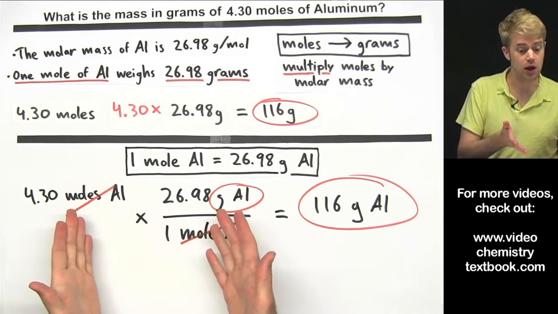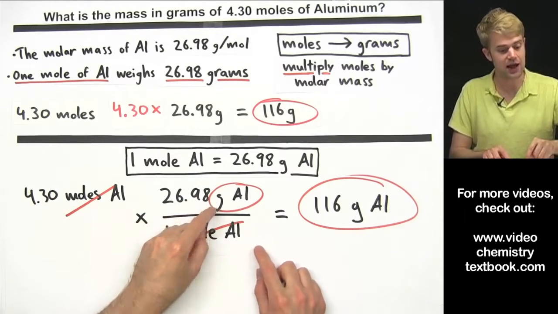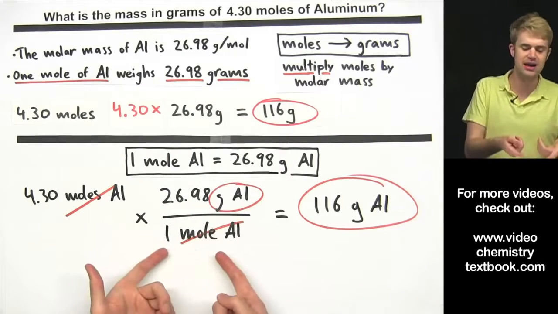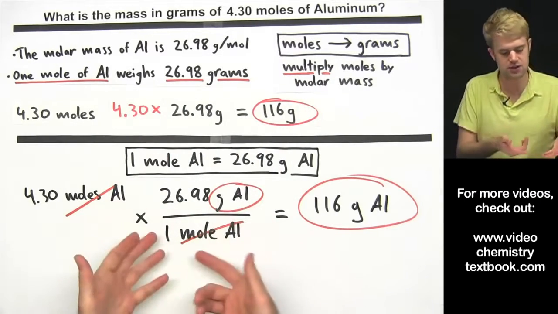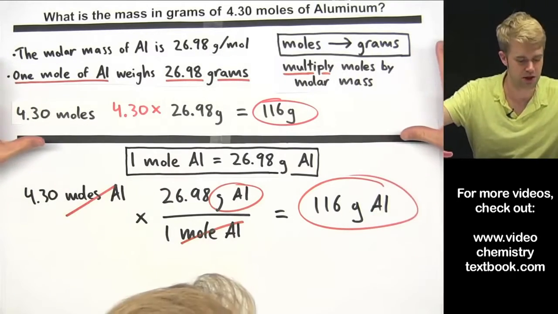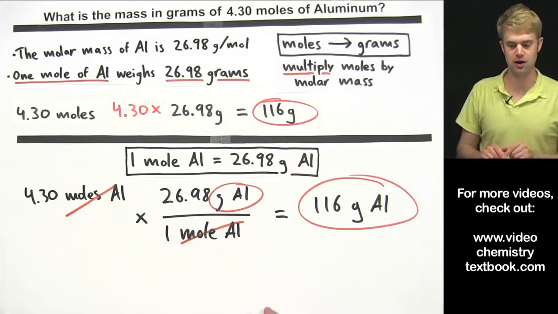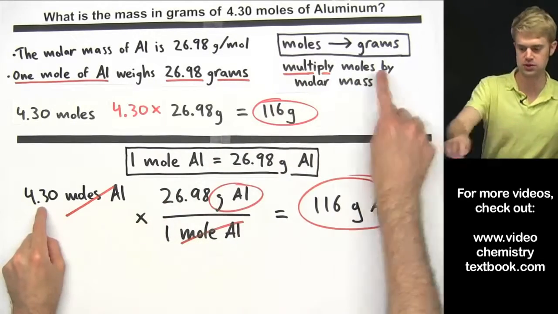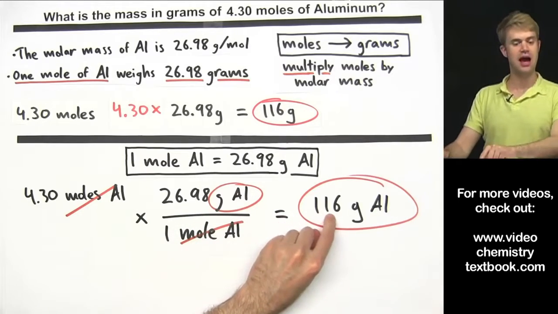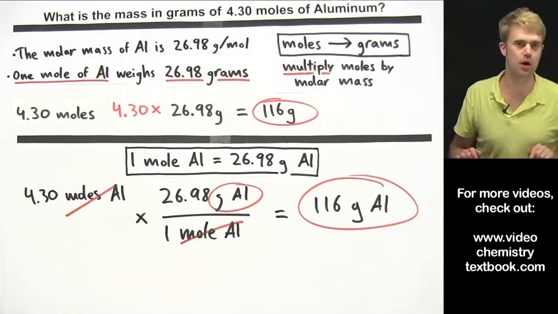And check this out. The math that we're doing, 4.30 times 26.98, is exactly the same math that we did when we were just thinking through it, right? Because dividing something by 1 mole, dividing something by 1 doesn't change its value. So whether you do the thinking through it method or you do the conversion factor method, you're doing the exact same math, right? You're just taking the moles and multiplying them by the molar mass, and this tells us how much 4.30 moles of aluminum would weigh.